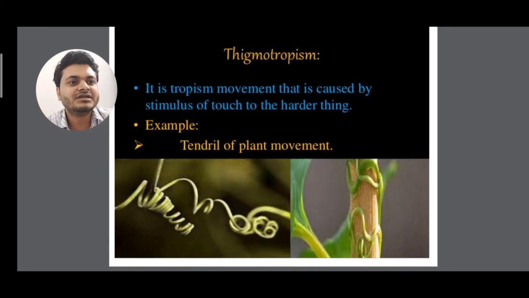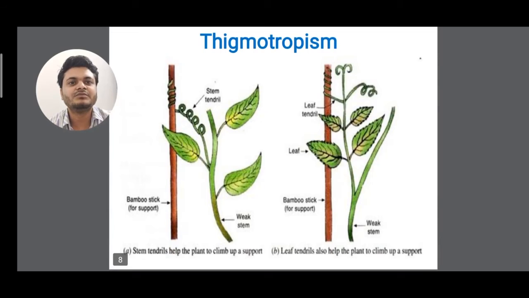So see, tendrils are climber types, isn't it? So the tendrils are wrapping the stem of another plant for its erectness. There is one more diagram of thigmotropism. You can see in figure 1, stem tendrils help the plant to climb up a support, and in the second one, leaf tendrils also help the plant to climb up a support. So you can see the tendrils are helping the plant to stand erect. So this is thigmotropism.